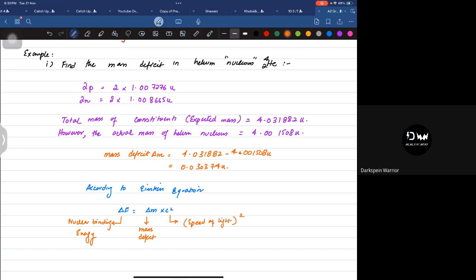All right, kids, if you have any questions, please let me know here. That's how it works. So remember, the actual mass should be subtracted from the expected mass, and you will always find the mass deficit, which means this is the amount of mass that has been converted to nuclear binding energy.